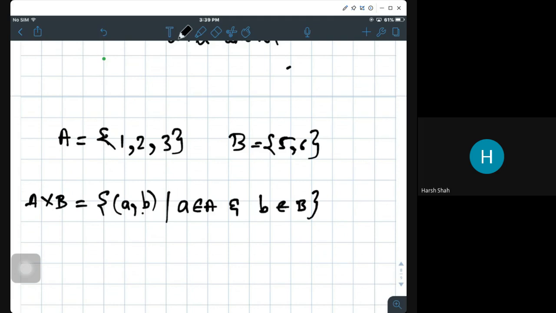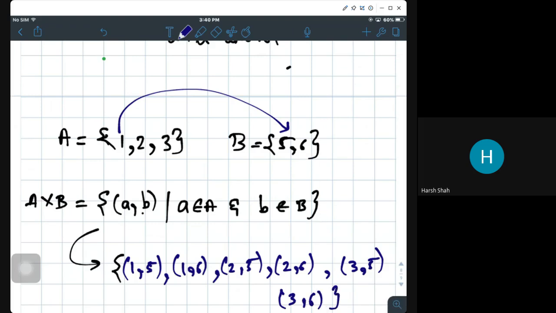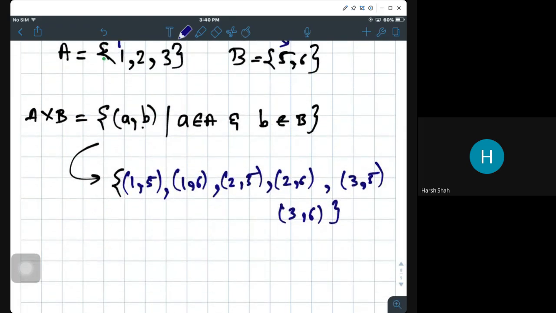If I want to translate it into simple sets, I can write this as the first element of set A gets paired with each element of set B. So this is (1, 5), (1, 6), (2, 5), (2, 6), (3, 5), and (3, 6). Clear? This is the Cartesian product.